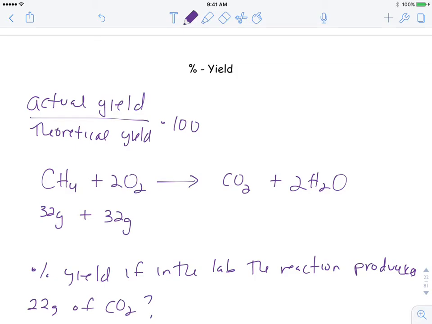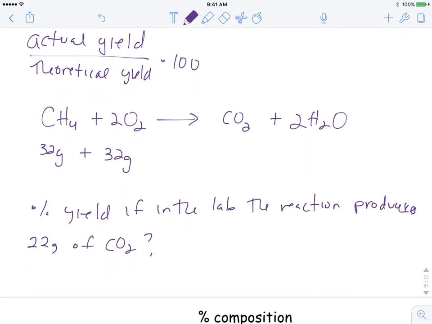And so people get confused by this type of wording because they look at this and they're like, well, he already told me how much I make. So I can just add the 32 and 32. I get 64 grams. I do 22 over 64, and I'm done. And it turns out there's a lot more to it. In this problem, I've given you the actual yield down here. But you have a lot of work to do.